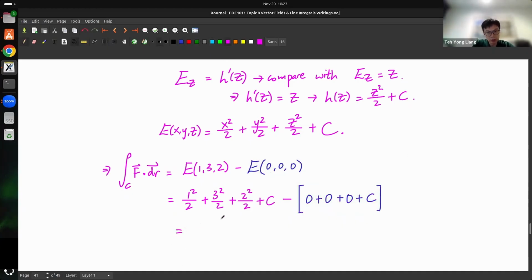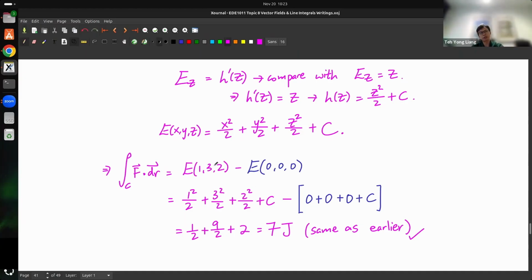So this is going to give you a half plus 9 over 2 plus 2, which is equivalent to 7. 7 joules. Okay? Which is the same as earlier. And this is to be expected, because we just showed the result from the earlier slides.